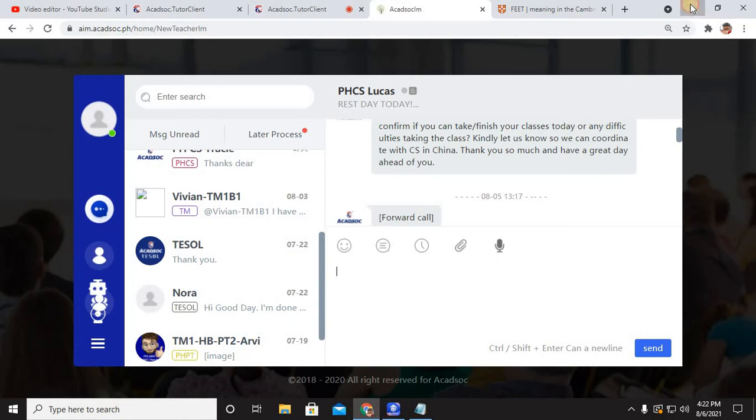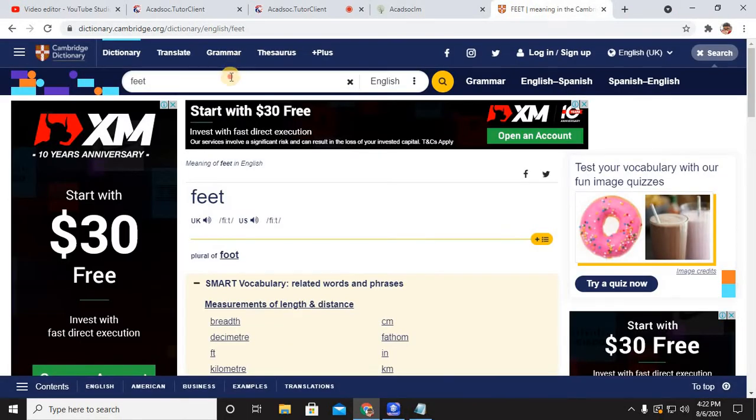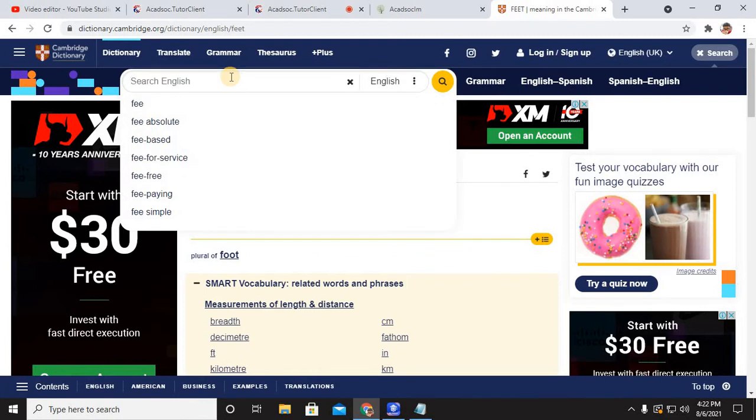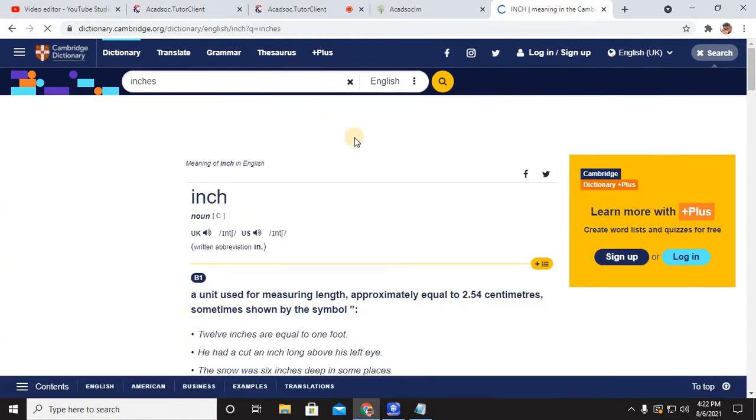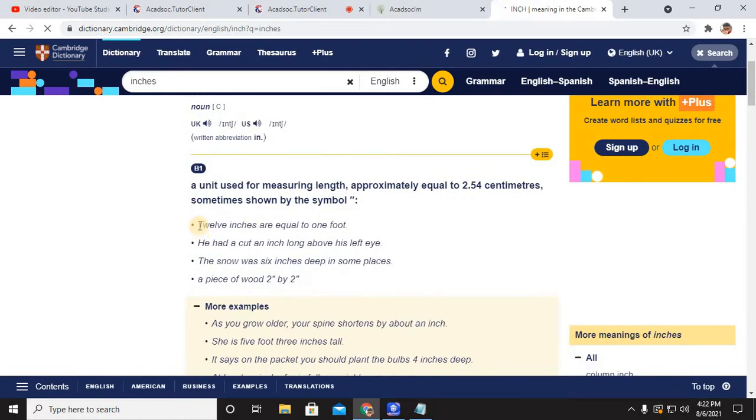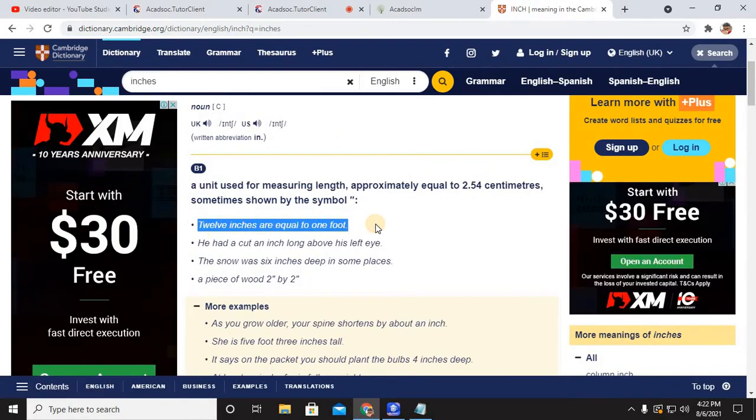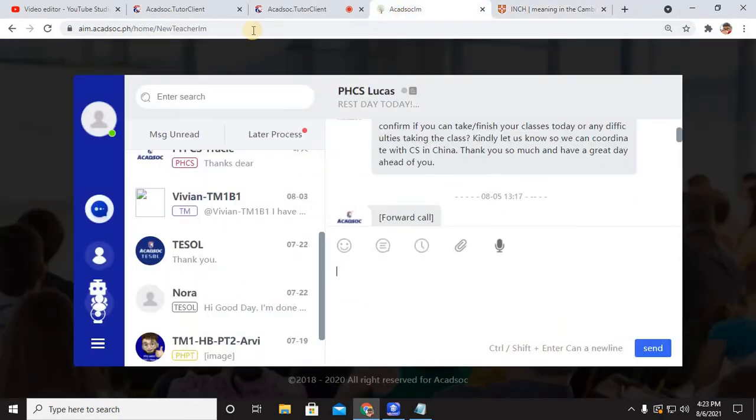Okay, that determines your height. Yeah, so it depends. But in our country, we didn't use foot. We use meters and centimeters. Oh, I see. Okay. Another sentence for you. Let me send this. Okay, one moment.